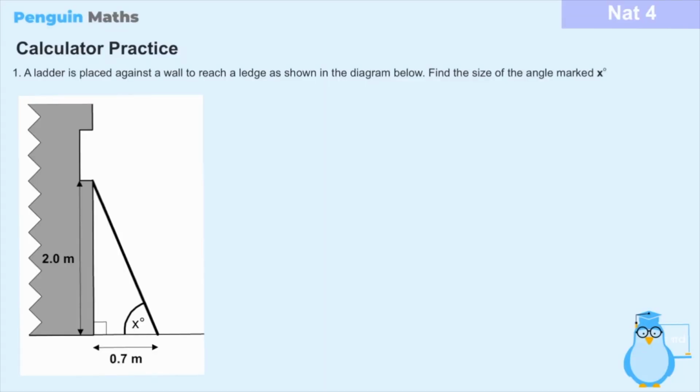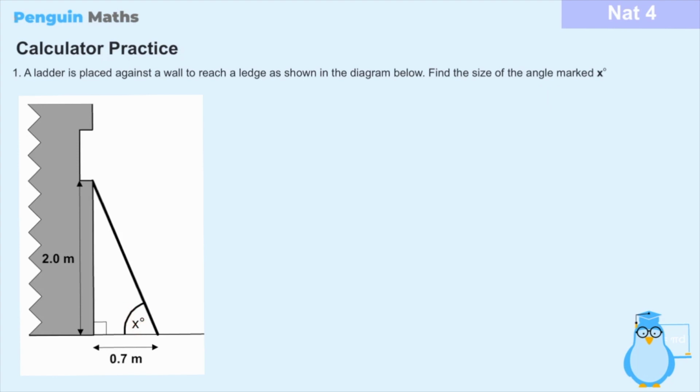Okay, so let's have a look at question 1. We are told that a ladder is placed against a wall to reach a ledge as shown in the diagram below. So we assume here that this is the ladder, here we have the wall, and the ladder rests at this point on the ground. And what we have to figure out is the size of the angle marked x degrees, so this angle right here.